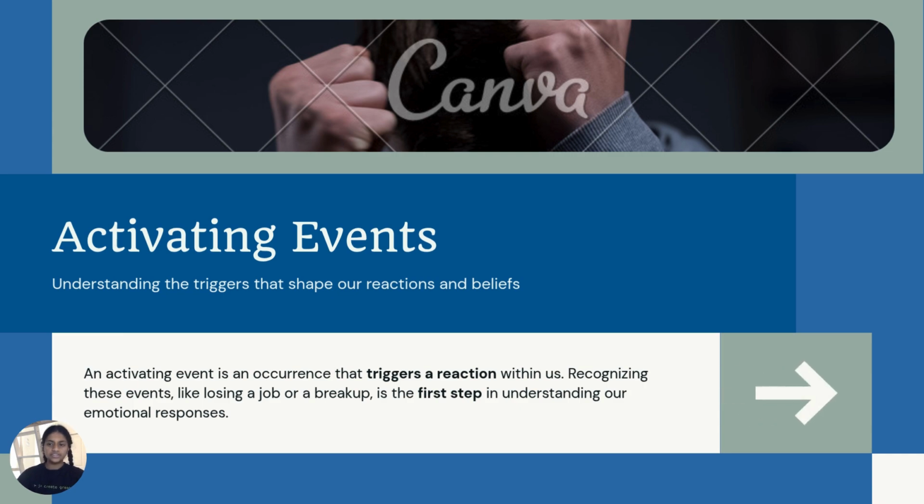Now, let us begin with the A in the ABCDE model, the activating event. An activating event is anything that happens to you, or a situation, comment, interaction, or experience that sparks an emotional or behavioral reaction. It's the starting point in the chain of cognitive responses. For example, imagine you get a low grade on an important test, or your friend doesn't reply to your message, or you're passed over for a role in a play. These are all activating events, but they're not inherently good or bad; they're events that require interpretation.